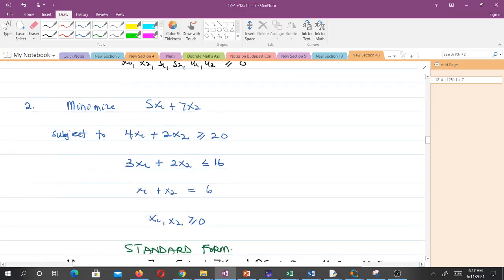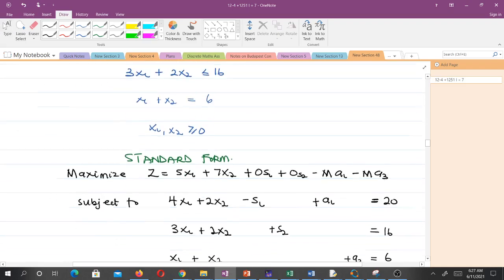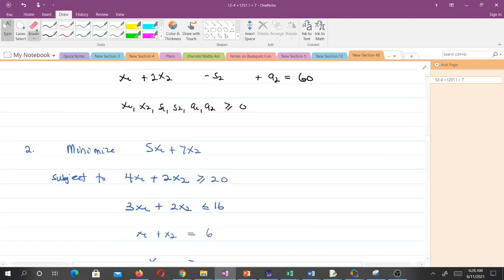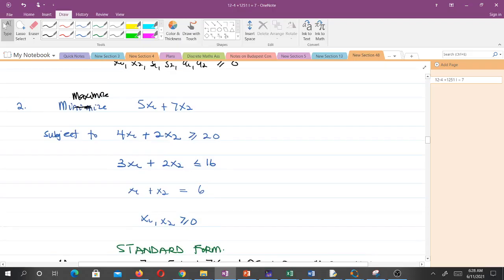Then this question says we are supposed to minimize this as well. So I hope now you can get it. If the question says maximize, then as I said, the contribution of the artificial variables to the objective function is going to be minus M. But if it is minimization, then it is plus M. So I think this problem was supposed to be maximized instead. So we are maximizing 5x1 plus 7x2, subject to these constraints.